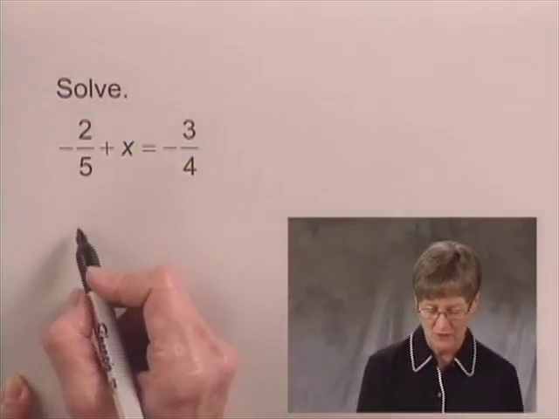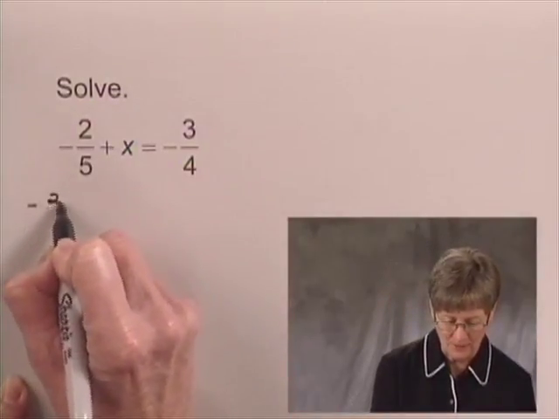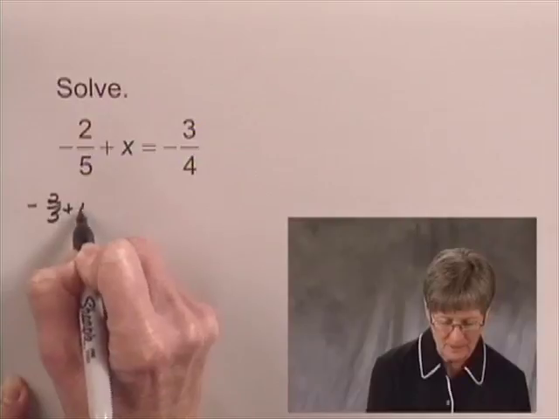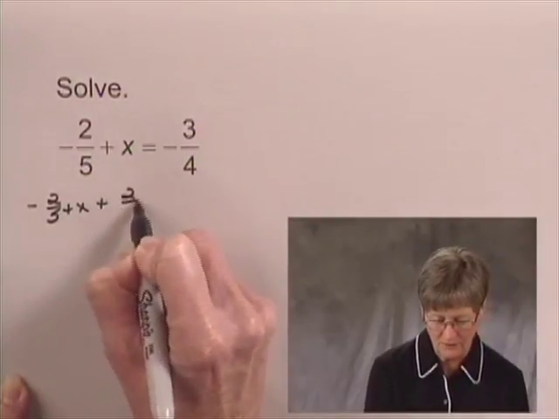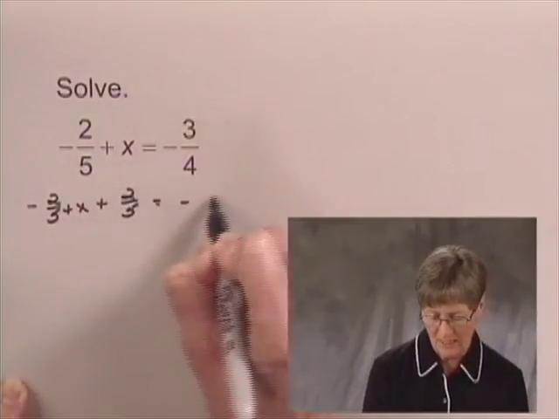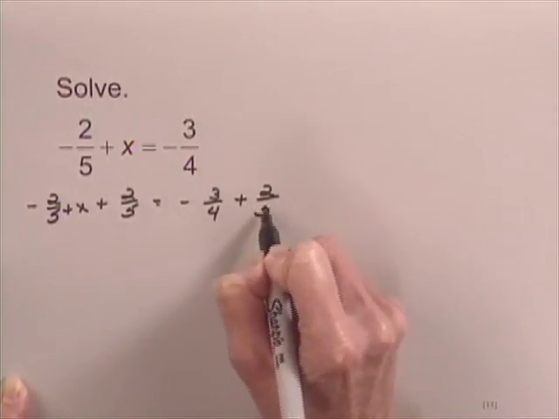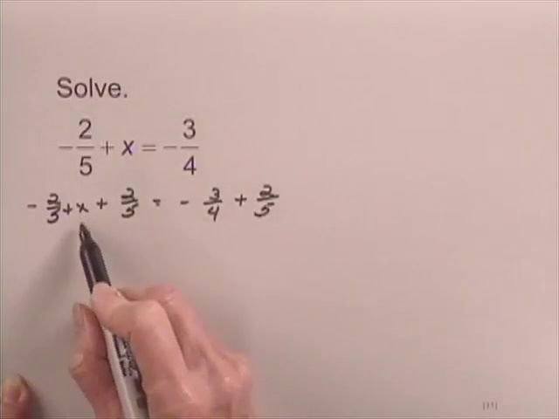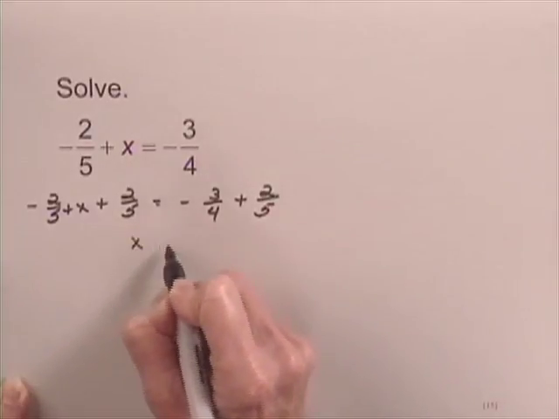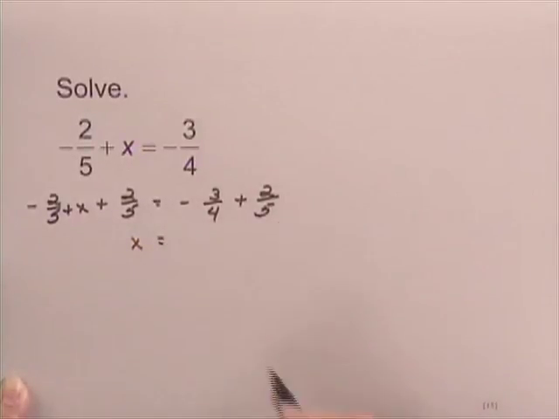So I'm going to add 2/5 on the left side. We'll start with negative 2/5 plus x and add 2/5. And I'm going to add the same number on the right side of the equation. Now on the left-hand side I have x plus 0, or just x, and I need to carry out this addition on the right-hand side.